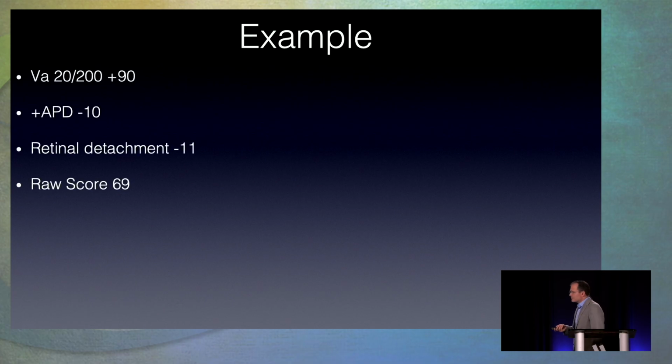So for example, somebody comes in after trauma with a VA of 20/200, they get 90 points for that. They lose 10 if they had an APD. They lose another 11 for retinal detachment. Their raw score is 69.